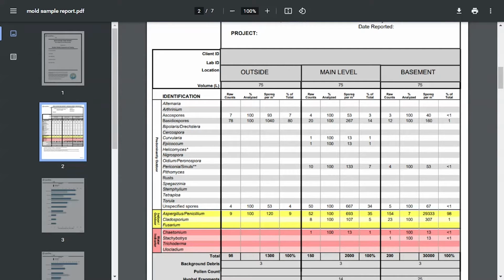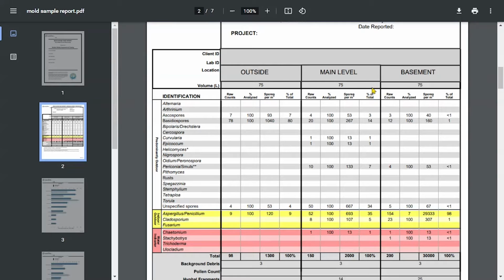So we have issues only when we're finding spores that are way out of range with the outside. Because we have spores everywhere, we're not trying to find an environment that doesn't have any spores. It's not possible. We're dragging in things from the outside all the time. We have pets, we have open windows, etc. So that's why we have an outdoor sample.